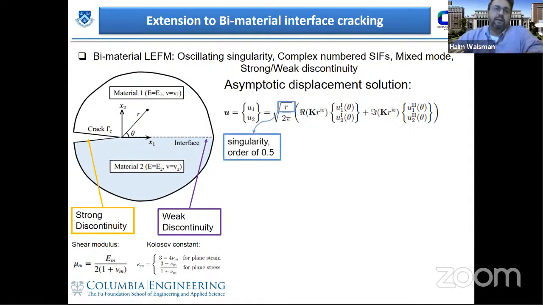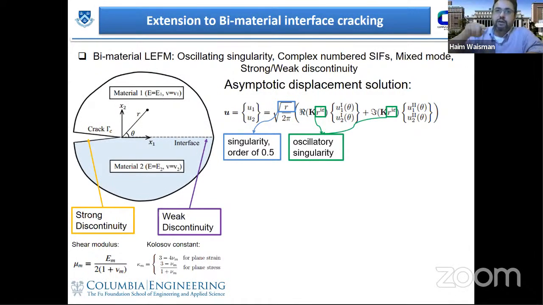We will see that we have a singularity of square root r, but in addition to this singularity, in bimaterial, as you get closer to the tip, you also have an oscillating singularity. It means that the stress field will oscillate analytically as you get closer, right? So this introduces additional difficulties.